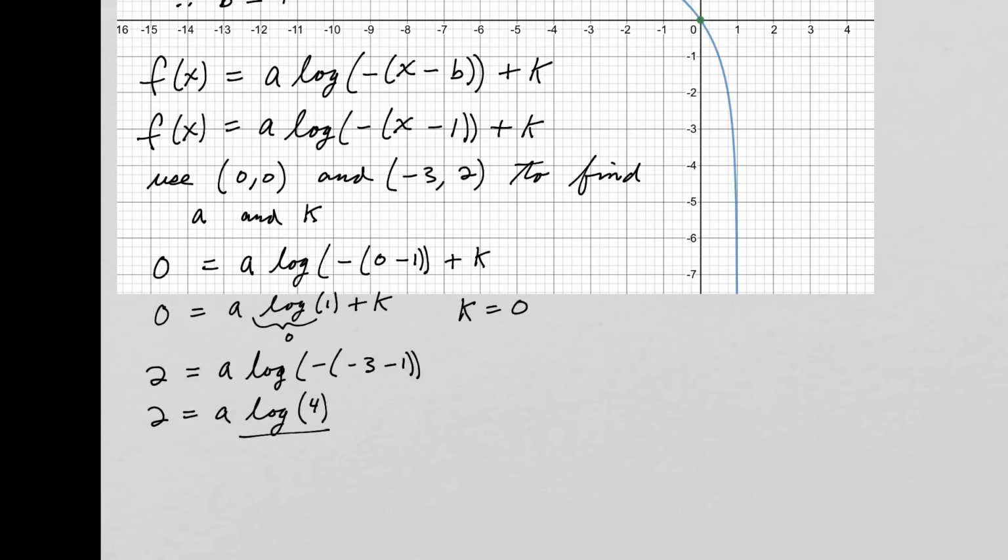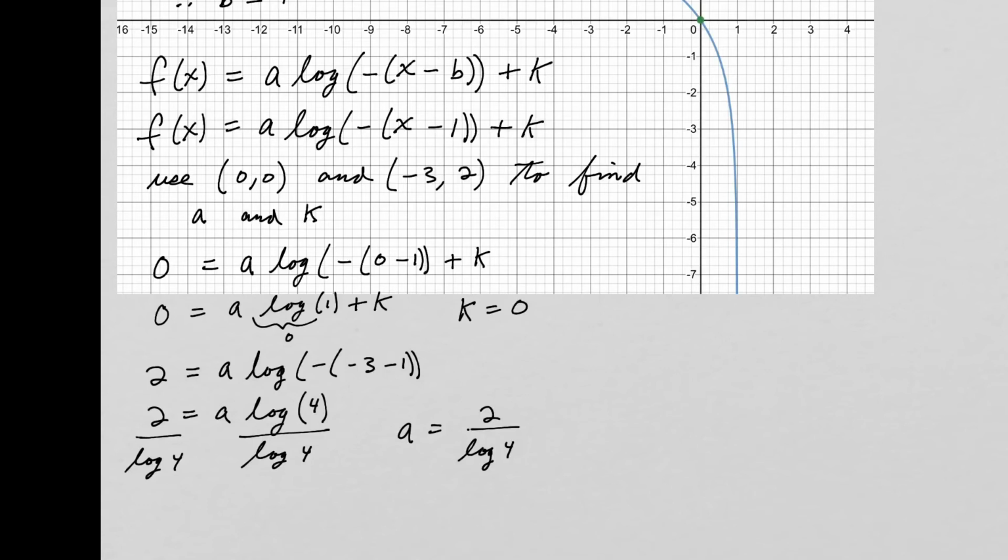So then if I divide both sides by log of 4, that's going to be A, right? So A is equal to 2 divided by log of 4. So now I have my answer.